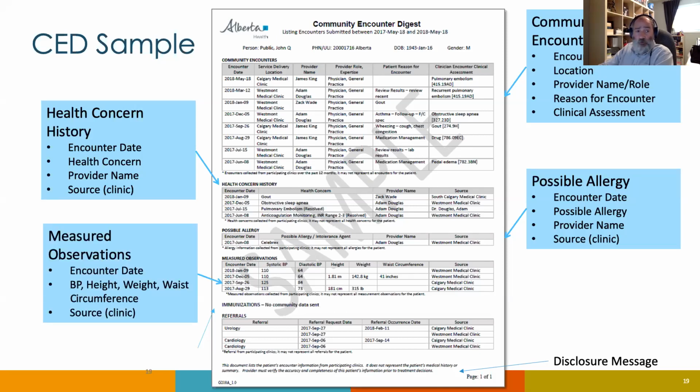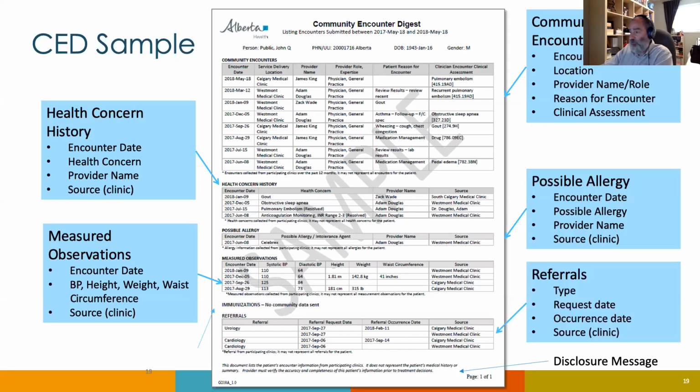There's a section called measured observations, which is really vital. So blood pressure, height, weight, and waist circumference, if they're entered in the encounter, will show up here. And again, the date and the source.